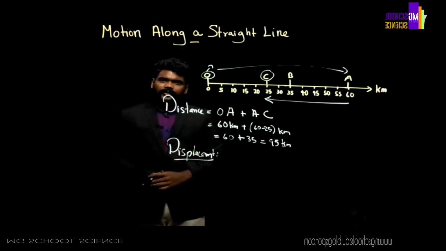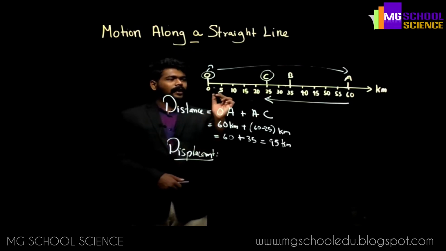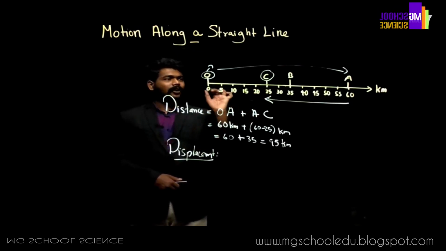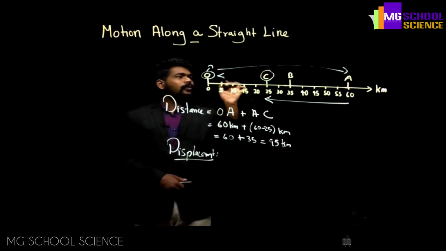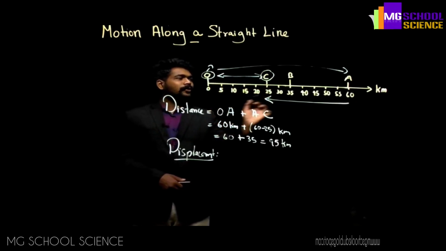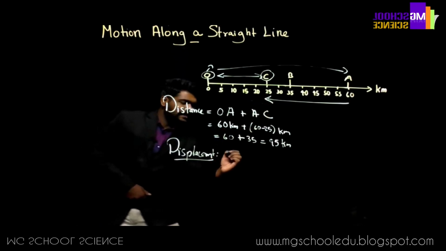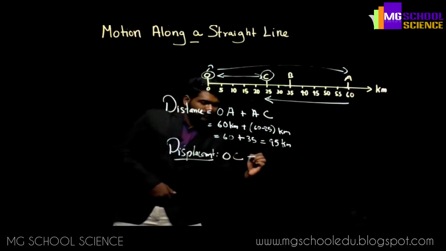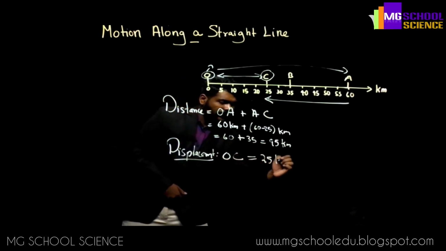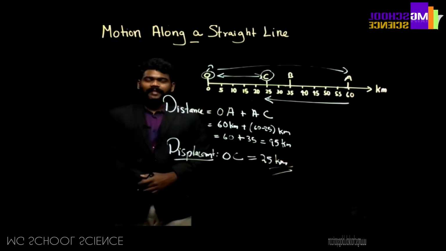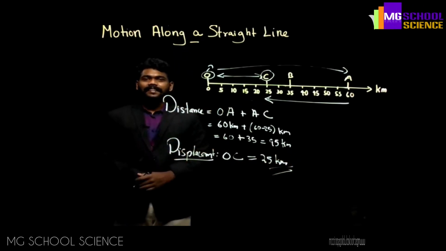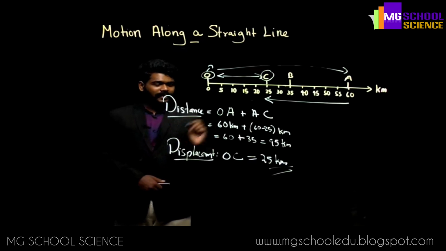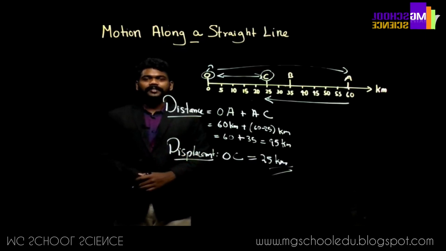Now, what is the shortest distance? It is a straight line, right? From the graph, we can see that the shortest distance from O to C is what? 0 to 25. Therefore, the displacement here is OC, which is 25 kilometers. Therefore, here you can see the difference between the displacement and the distance of the object.